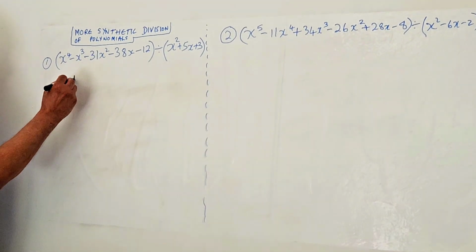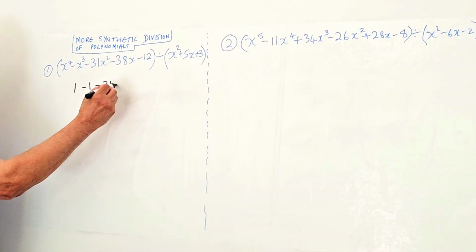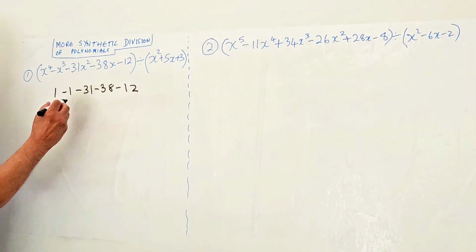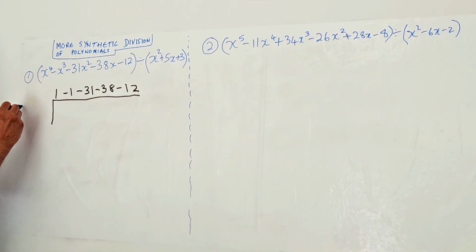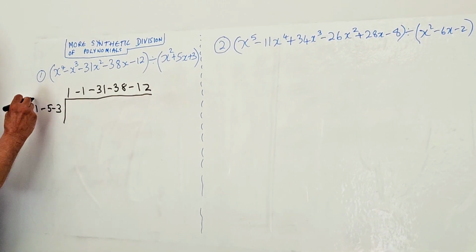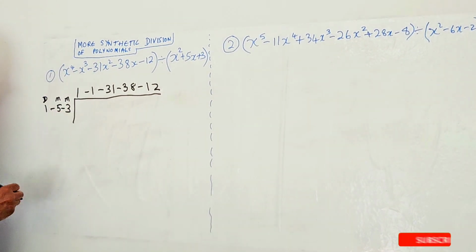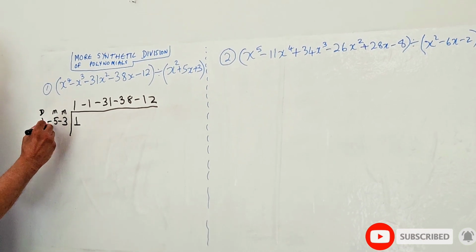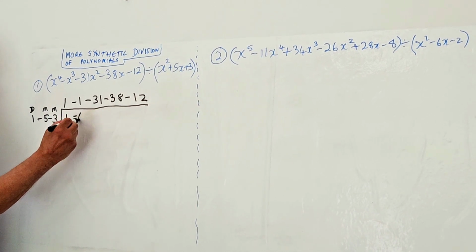So first of all, I'll write down 1, minus 1, minus 31, minus 38, minus 12. And down here we have 1 with minus 5 and minus 3. That's the divisor. These are the multipliers. Right, let's start off. 1 into 1 goes once. Minus 5 times 1 is minus 5. Added on to that is minus 6.